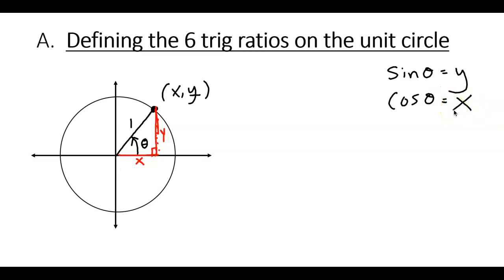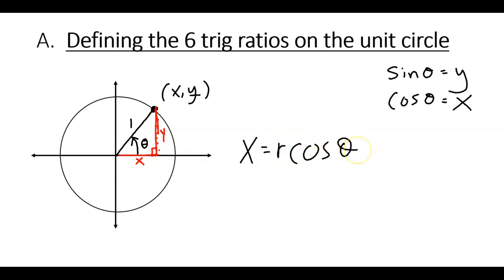Cosine is x. Now this should remind us a little bit of when we talked about polar coordinates. You may recall that earlier, when we were talking about polar coordinates, we told you that x is equal to your radius times cosine, right?